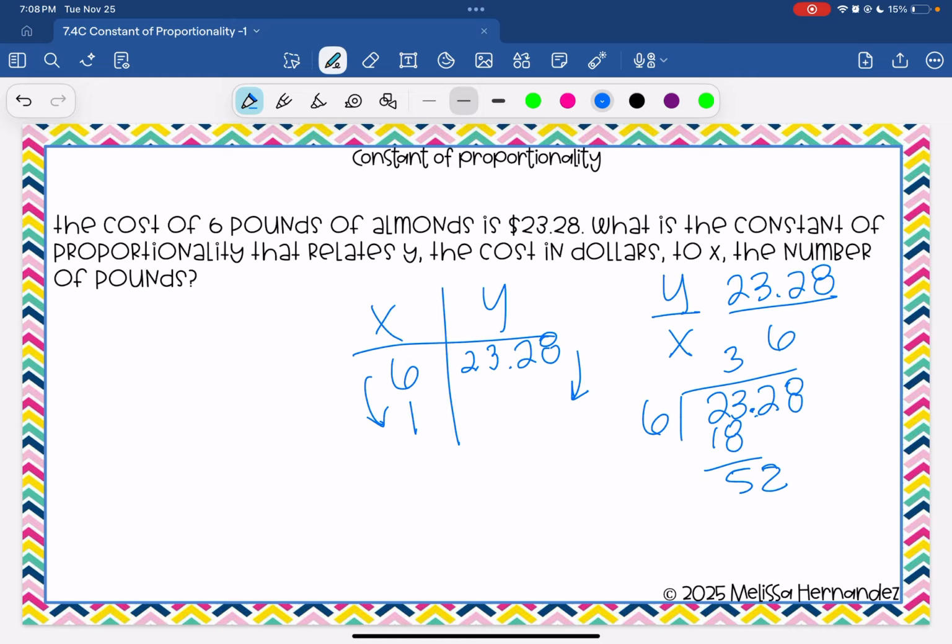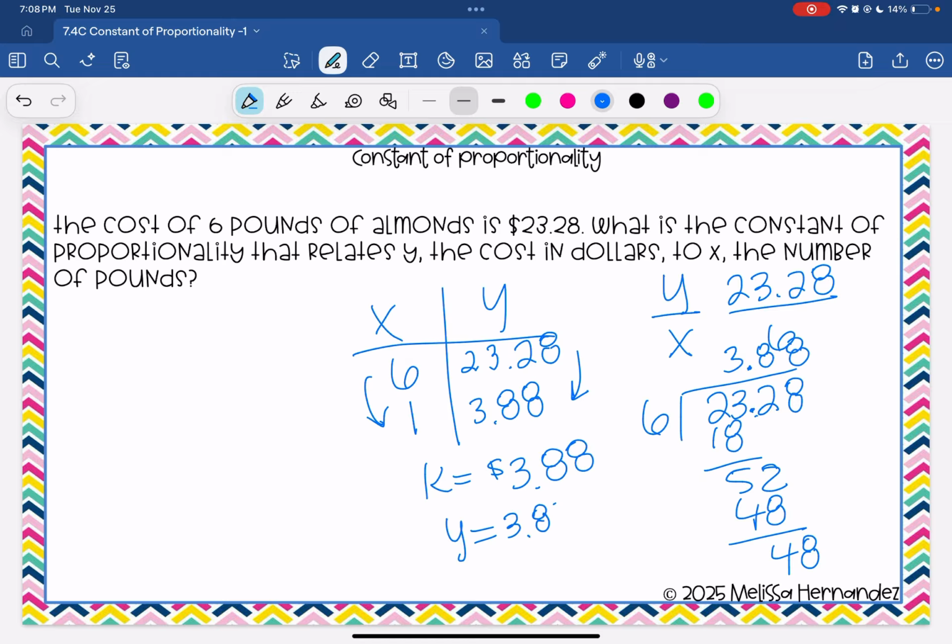So now my new division problem is 52 divided by 6, which would be 8. 8 groups of 6 is 48. And then I end up with 4, bring down the 8. And my new division problem is 48 divided by 6, which would be 8. So for 1 pound of almonds, it's $3.88. So my constant of proportionality is $3.88. If I wanted an equation, even though I didn't ask for it, this is how it would look.